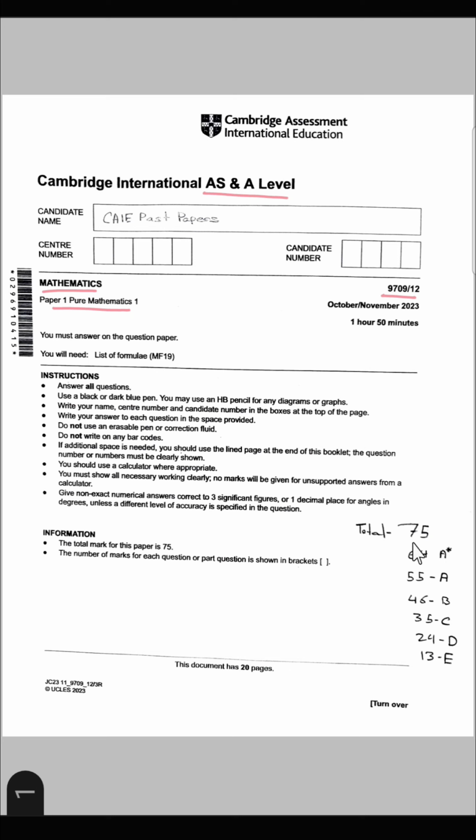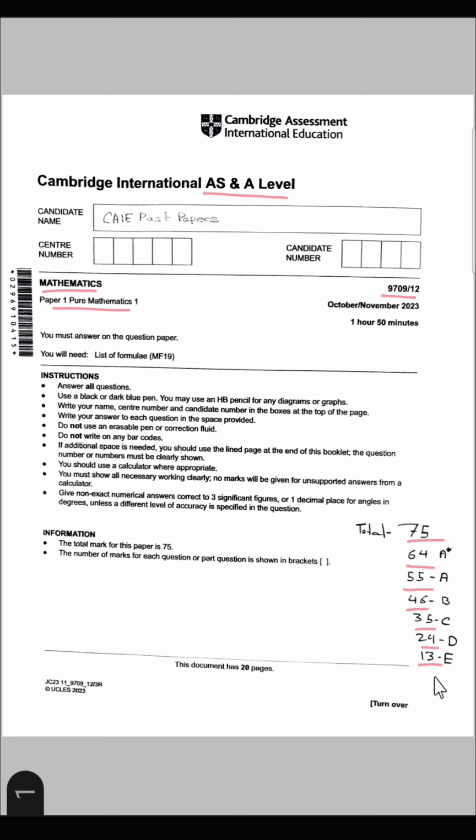For this paper, the total mark is 75. At around 64 we would get an A star, at 55 we would get A, 46 we would get B, at 35 it would be C, at 24 it would be D, at 13 it would be E, and below this would be fail or U.